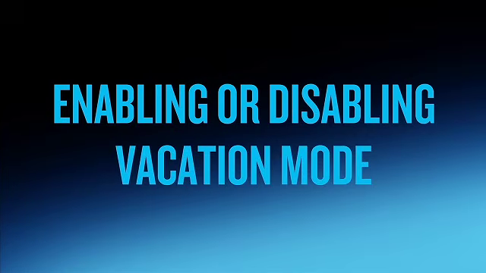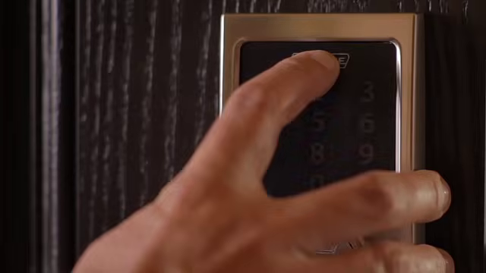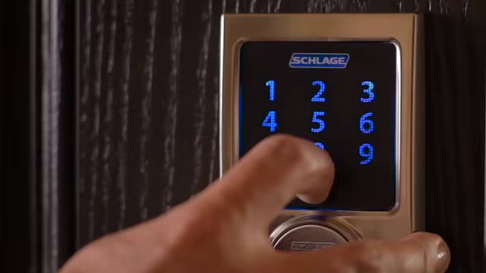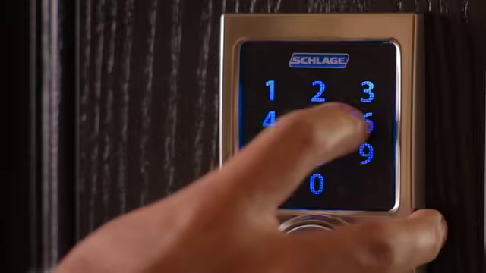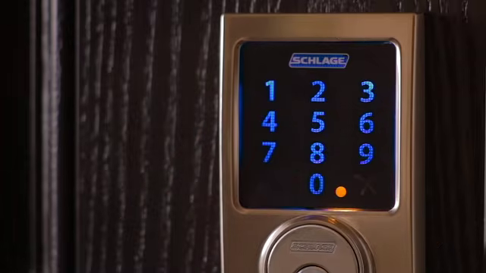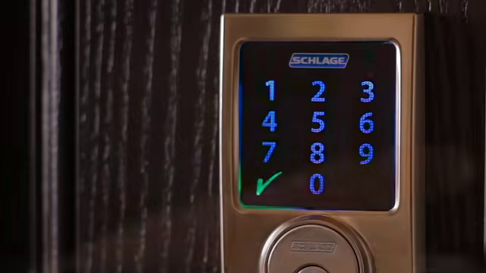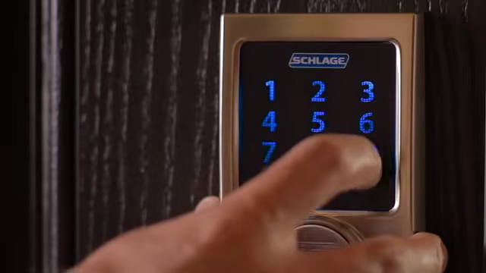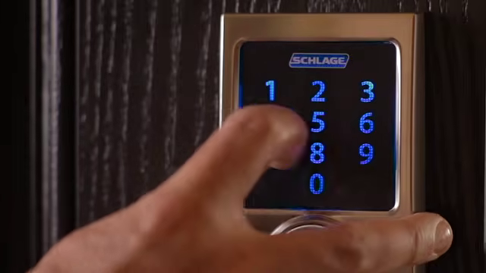Vacation mode temporarily disables all user codes in the lock. To enable vacation mode, press the outside Schlage button. Enter your 6-digit programming code, and then press 4. To turn off vacation mode, press the outside Schlage button, and then enter your 6-digit programming code.